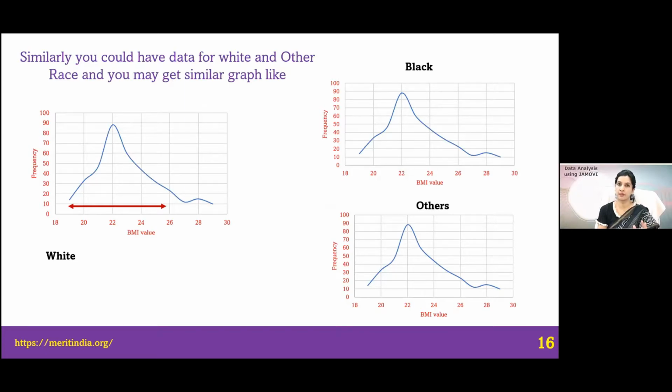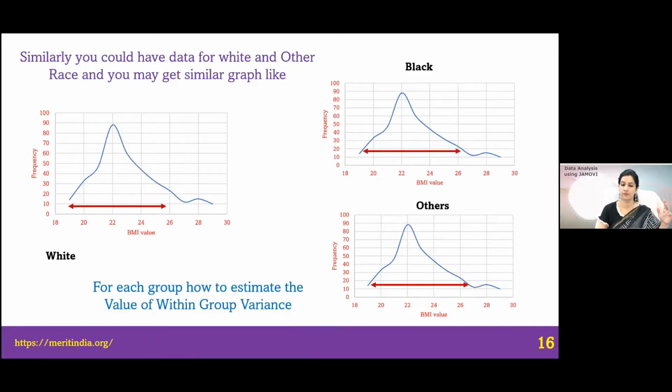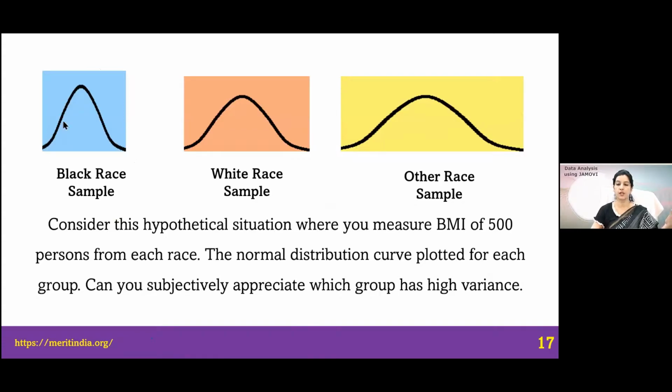And we are seeing BMI, and this is a BMI value. So if you calculate the variance in one group, this is known as the within group variance. Is it okay to all of you? So you will have three within group variances here. For each group, we have to estimate the value of within group variance. These are the three graphs: this is black, this is white, and this is other race.